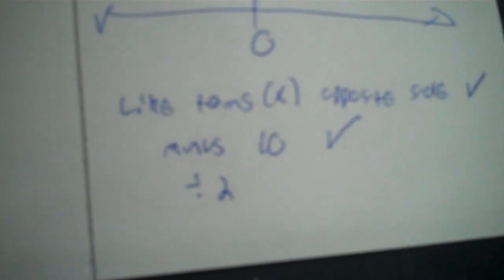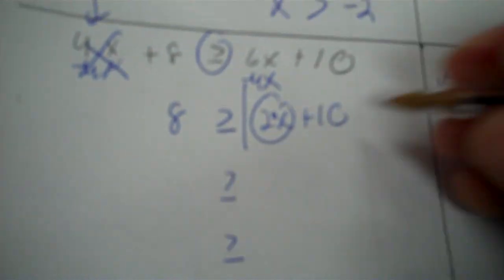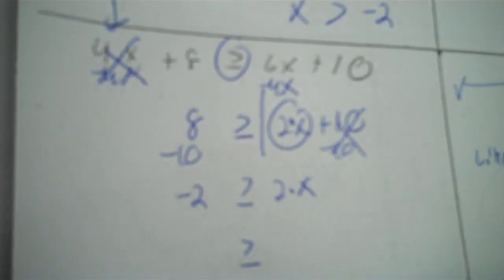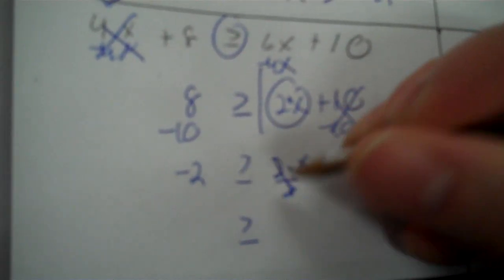Minus 10, that's always a check. Divide by a positive is a check too. So check the signs in both these steps. We're about to do minus 10, minus 10. 8 minus 10 is negative 2, then 2 times x. Then we divide each side by 2. Now remember, x is behind the symbol, so you put it there after dividing.